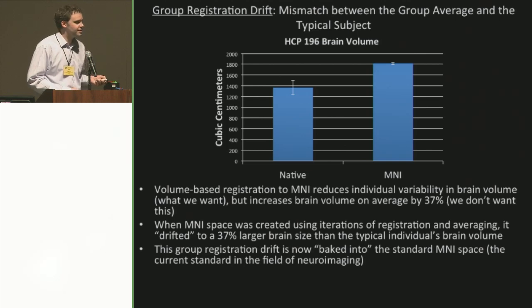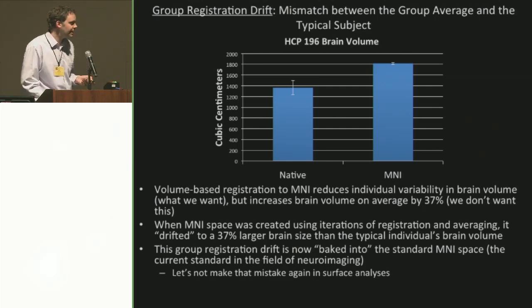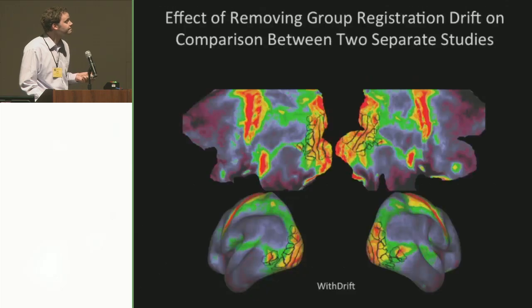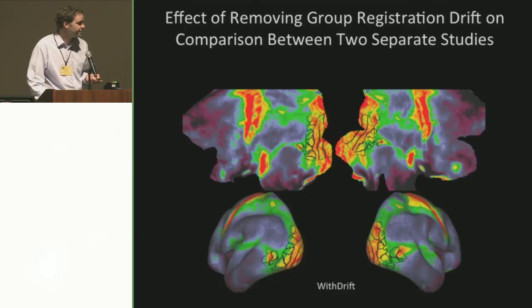If we fix this, then we wouldn't be in MNI space anymore. So it's hard to fix, but on the surface, we can try to avoid making this mistake. And we can remove group drift by computing the group average registration and concatenating its inverse onto each individual subject's registration. So here's an illustration of how this effect can happen on the surface.